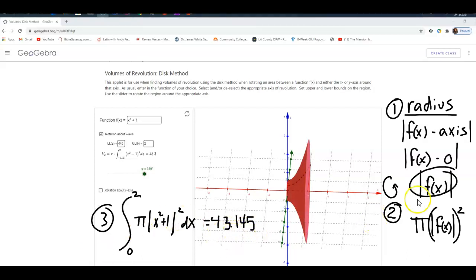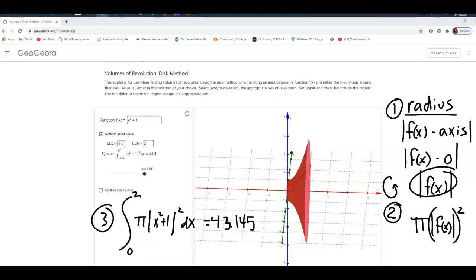All right. So step 1, identify your radius. And in this case, our radius is just the function that they give us. Step 2, set it up as an area formula, pi times that function squared. And whether or not you include the absolute value lines right now doesn't matter. You can if you want to, but it's not necessary. Third, integrate that area formula from your beginning point to your ending point, and that will give you the volume of the solid that is created by rotating that image around the x-axis.